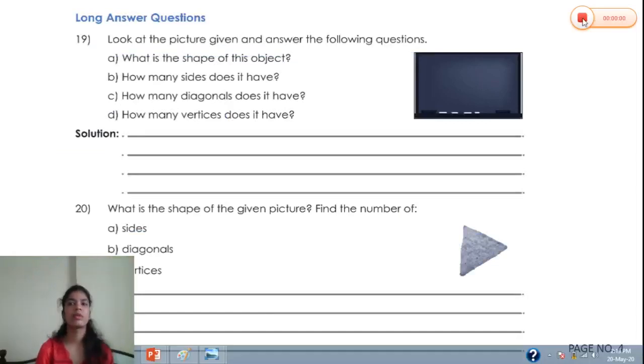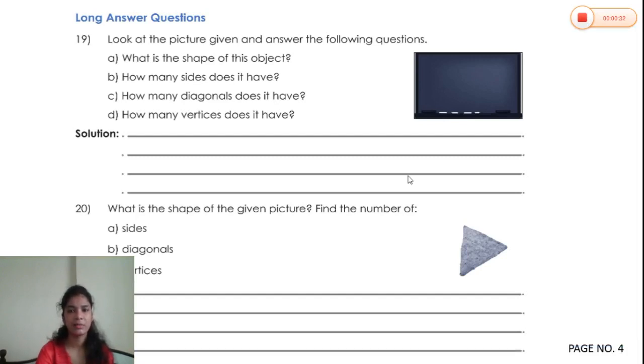Long answer question. Look at question number 19. Look at the picture given and answer the following question. Here picture is given to you. Now tell me, which picture is this? Yes, this is the picture of a blackboard. Now see the 19A part. What is the shape of this object? Now students, tell me, which shape looks like this? Yes, very good. It is a rectangle.